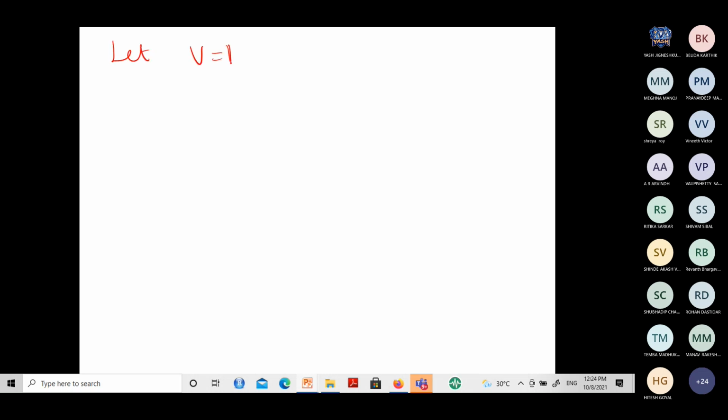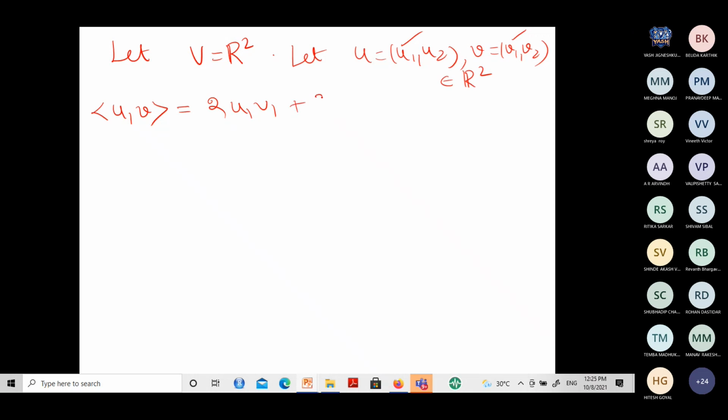Let V equal to R square, right? Vector space, right? Let U is equal to U1 comma U2, V is equal to V1 comma V2 belong to R square. Two vectors I'm considering from R square. I'm defining a mapping U comma V, what so-called inner product, right? I don't know whether it is an inner product. I'm defining a mapping. This is equal to 2 times U1 V1 plus 3 times U2 V2.